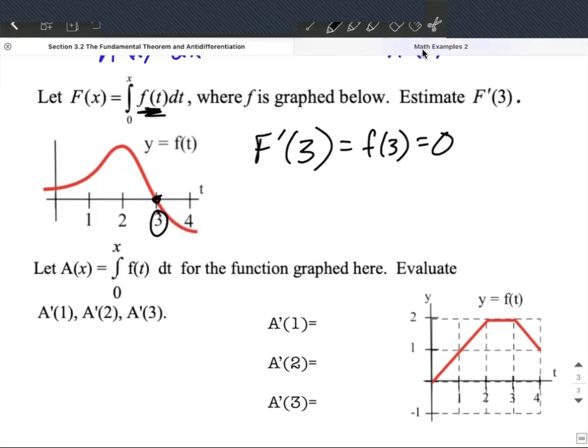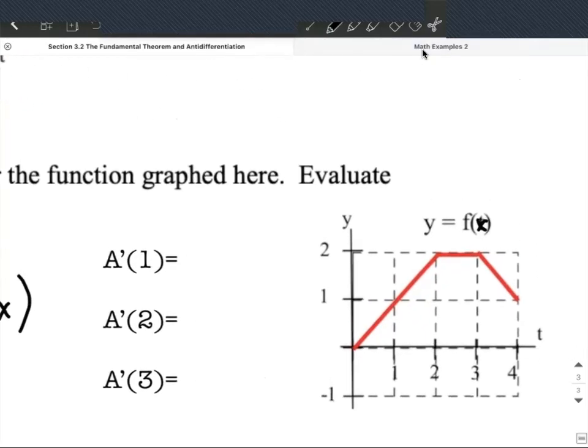Last one. They define A of x to be the integral from 0 to x of f of t dt. So remember, whatever's on the inside here, that's the derivative. Right? That is A prime of x equals f of x. Well, they gave us f of t's graph, or you can think f of x's graph. One and the same in this case. So, using that graph, can we find A prime of 1? Well, I hope so. So A prime of x is the same thing as this graph that's given to us over here.